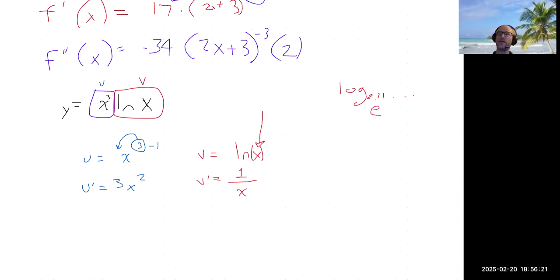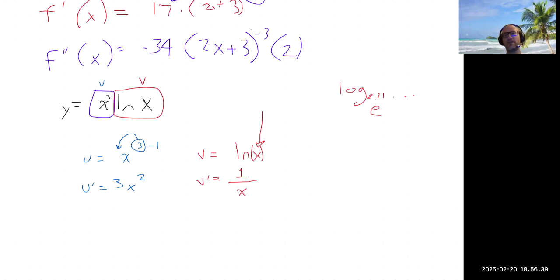If it said ln 5, that's actually a constant, because you could plug that into your calculator and get a decimal answer. It would be a constant, and the derivative of any constant is 0. So its derivative would simply be 0.